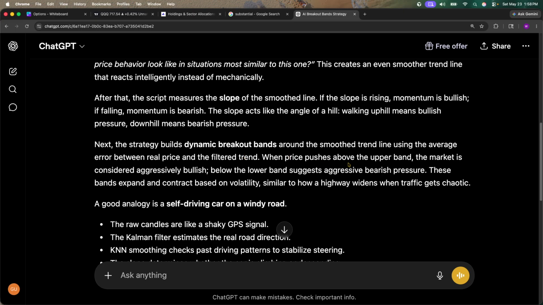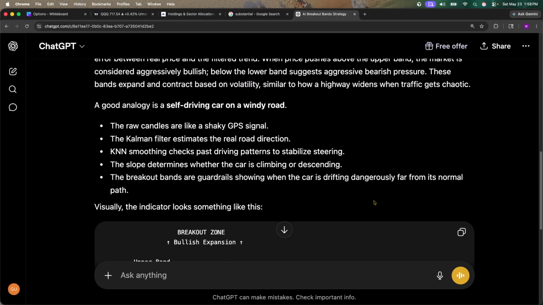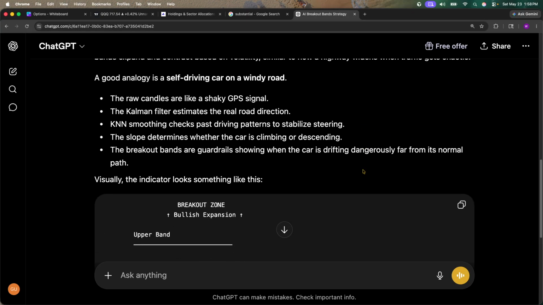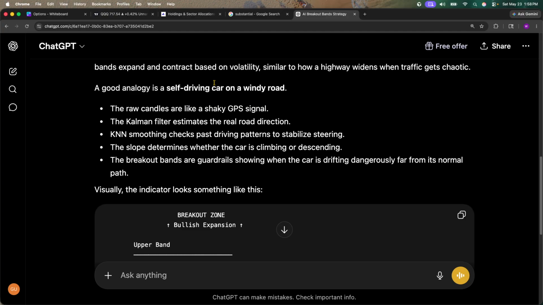When the price pushes above the upper band, the market is considered aggressively bullish, so we're probably going to buy calls there. Below the lower band, aggressively bearish, we're probably going to buy puts here. These bands expand and contract based on the volatility. So a little bit of Bollinger Bands there. Similar to how a hallway widens when traffic gets chaotic. A good analogy, so think of this like a self-driving car on a winding road.